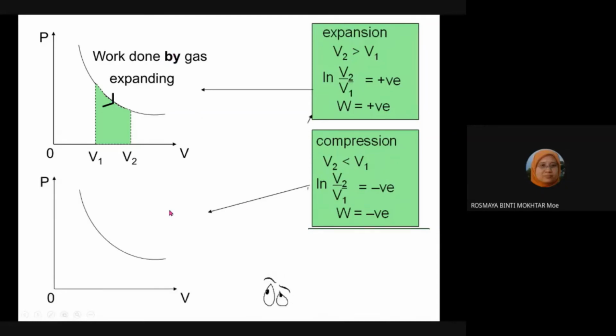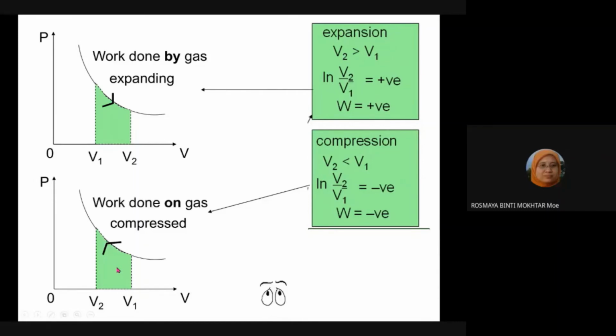Whereas for compression, the arrow is this way, because volume is represented by the x-axis. So for compression, it must be this direction. So this is compression. So the area under the graph will give you work, but it's negative value. So this is called work done on the gas. So very easy to memorize. On is negative, by is positive. This is how to memorize.